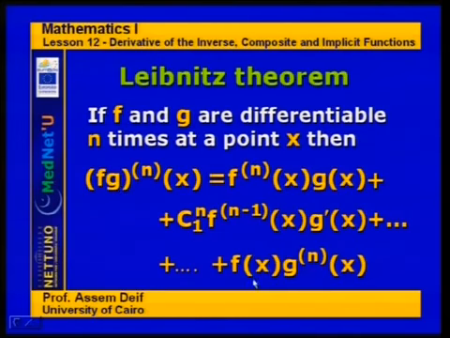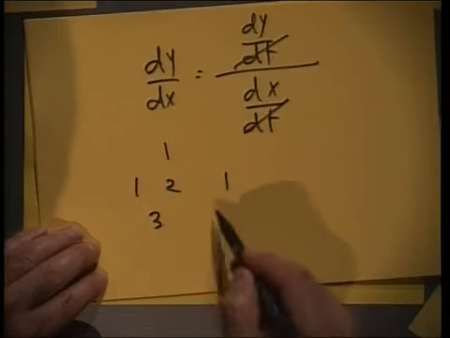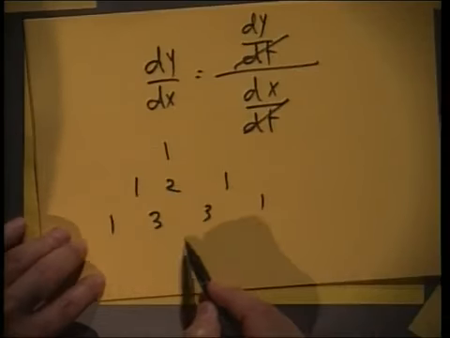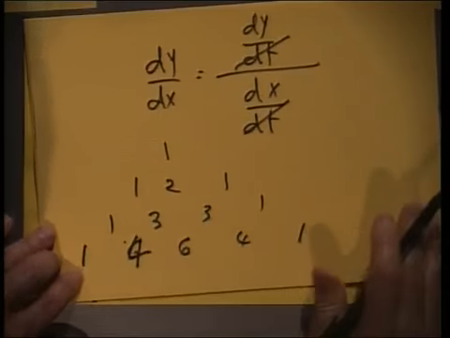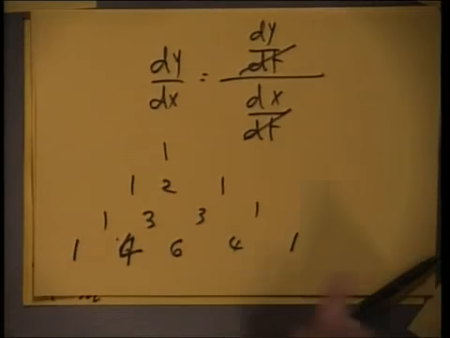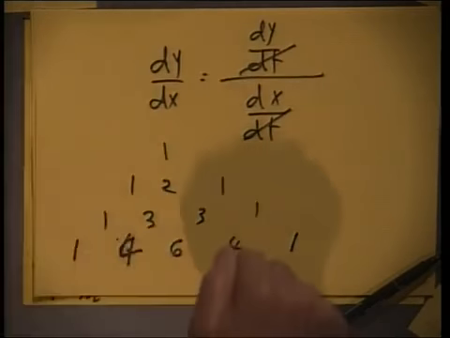And you keep doing this until the last term, which will be f of x times the nth derivative of g. In other words, you follow the Pascal triangle. These are your coefficients. You add up each time to get a new coefficient. These are the binomial coefficients. So all you have to do is substitute the Pascal triangle into your binomial expansion of the nth derivative of a product of two functions.